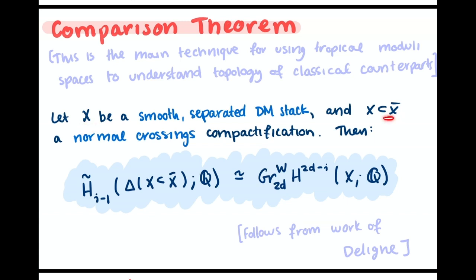And then X bar will be a normal crossings compactification. Then I have an isomorphism between two things. So what are the things? On the left-hand side, we have something about this dual complex that I defined on the previous slide. So what we're doing here is computing the reduced homology of that dual complex.